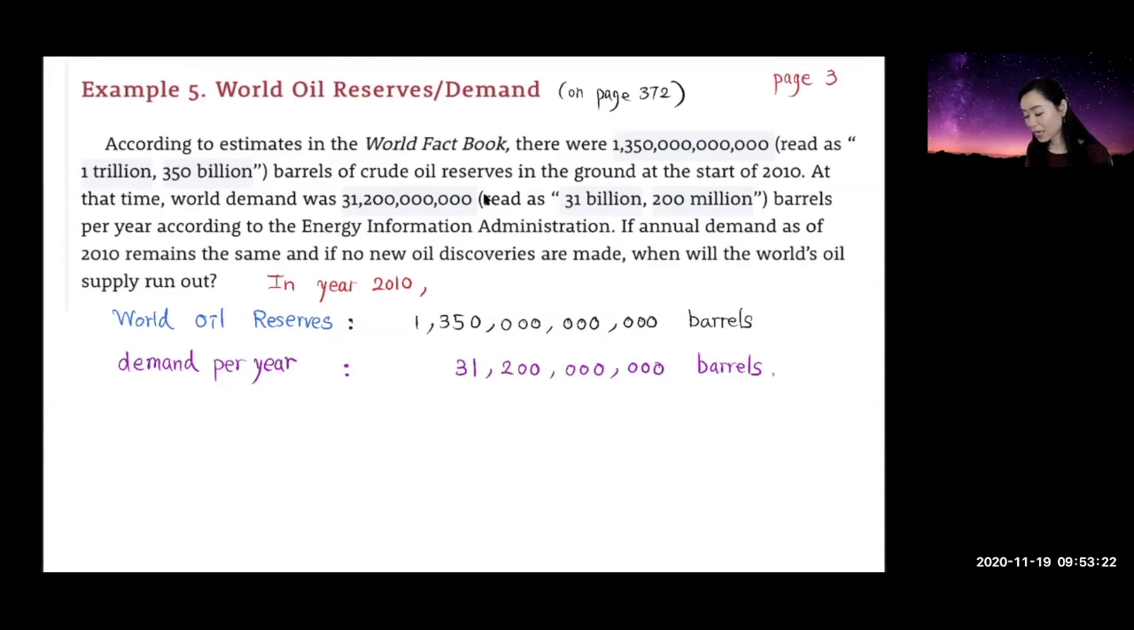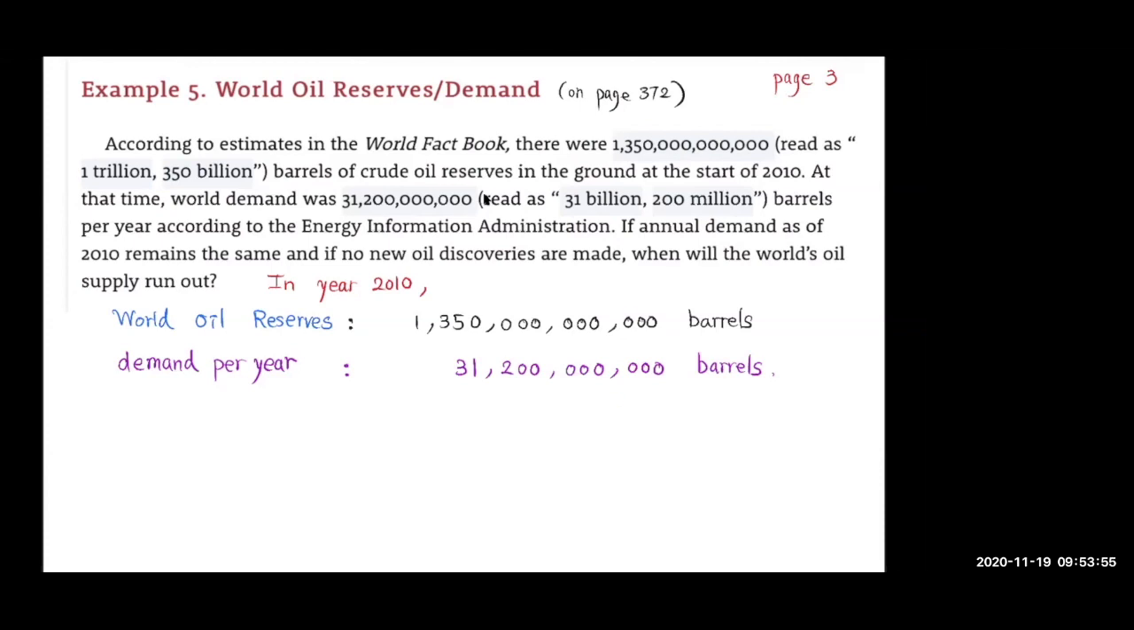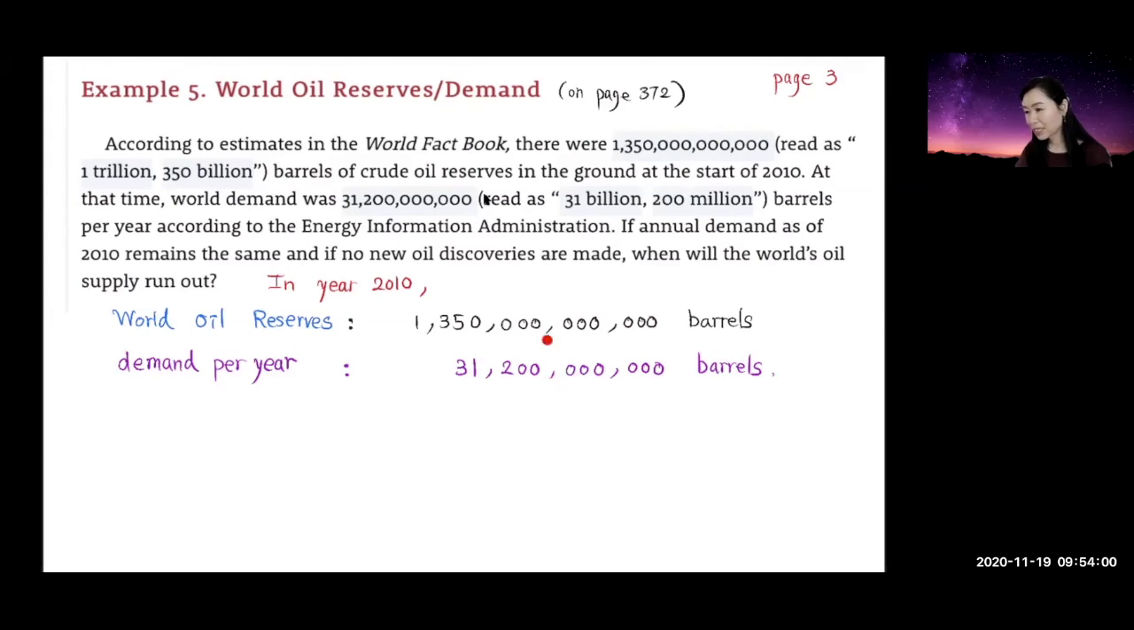Think about your savings. For example, suppose you have $5,000 in savings, and every month you spend $2,500, and you don't earn any new money. Then after 2 months, you're going to run out of money. So what do you do over here? You divide these two numbers. That's how much you have, and every year you spend this much, so you divide them to find out the number of years until you run out. Okay, so we're going to divide.